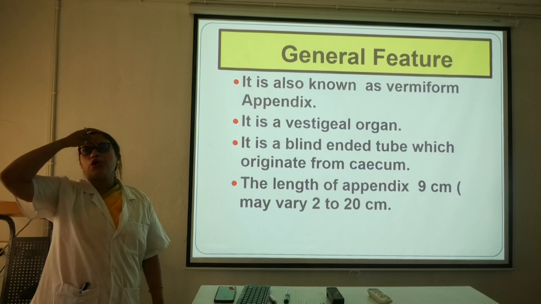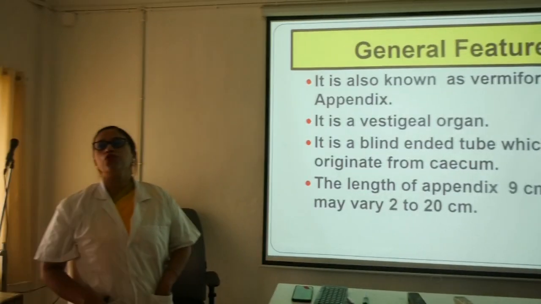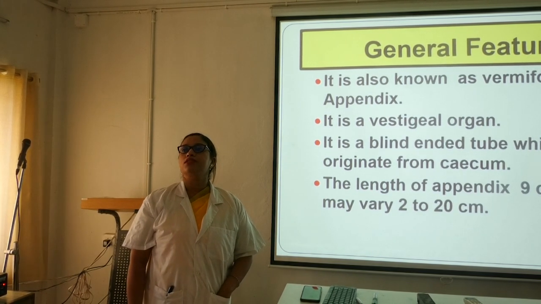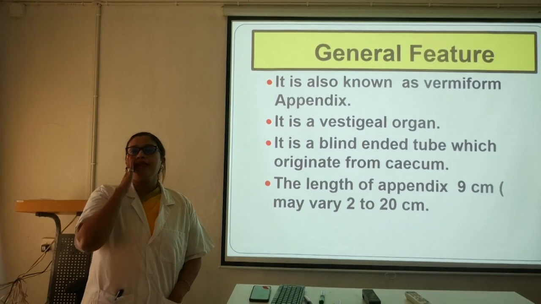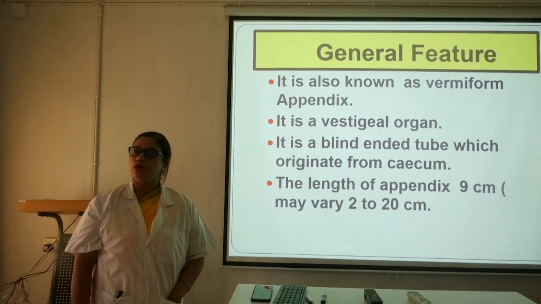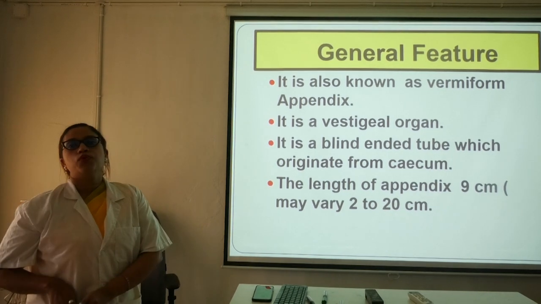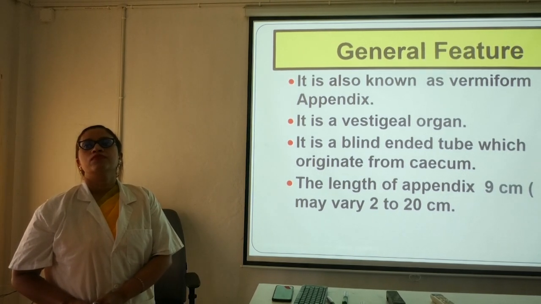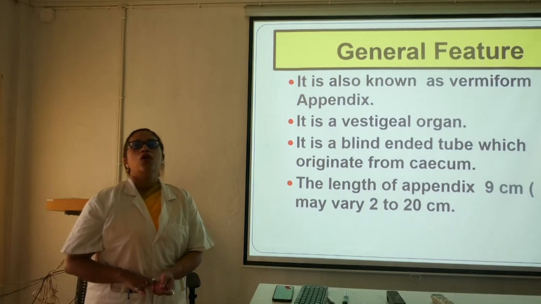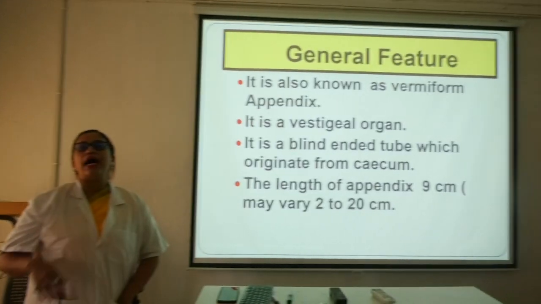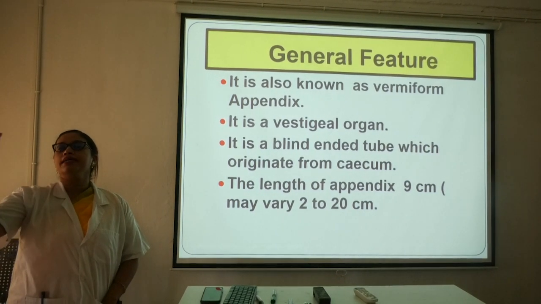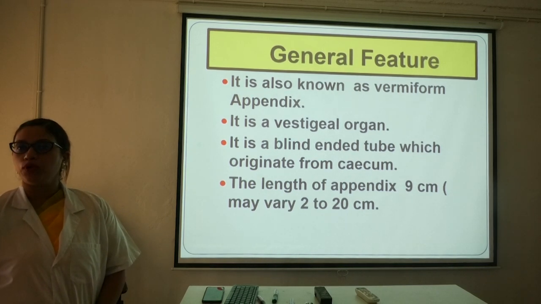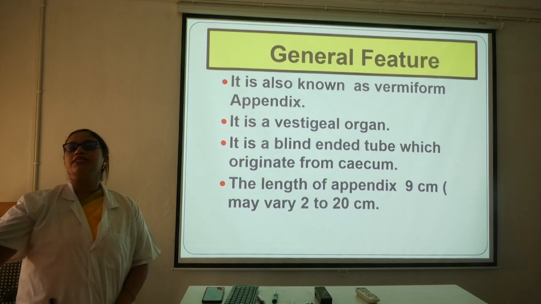Please don't take a snapshot, take the notes. It is also known as the vermiform appendix. Why is it called vermiform? Because it looks like a worm. And it is a vestigial organ. What would be the definition? It is a blind-ended tube. Remember, it is a blind-ended tube. It arises from the posteromedial wall of the cecum, and there are two valves present in the large intestine.